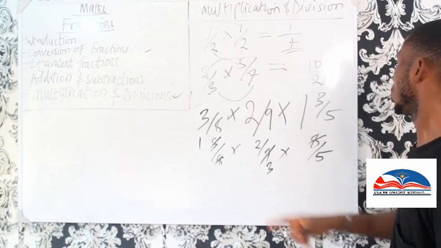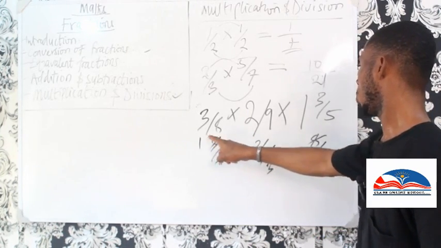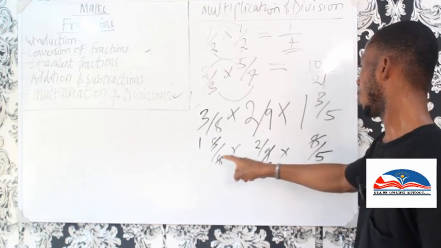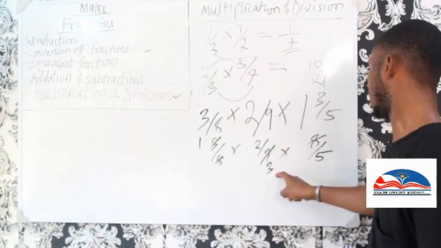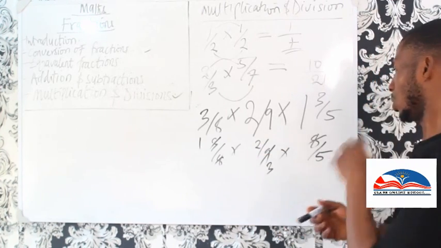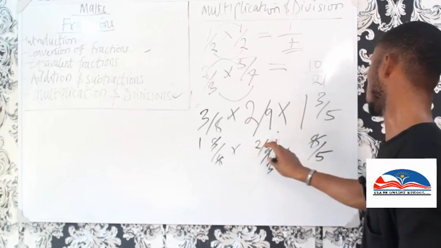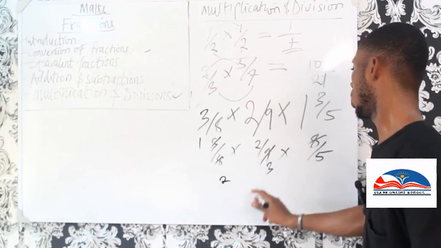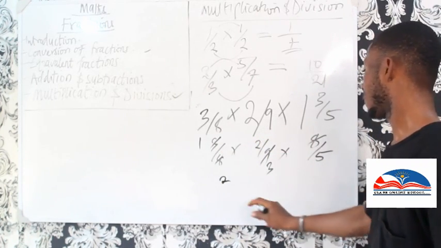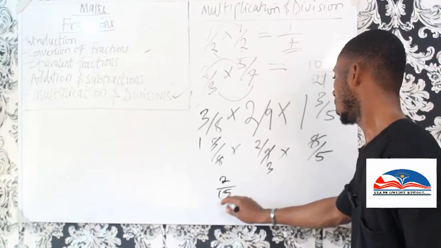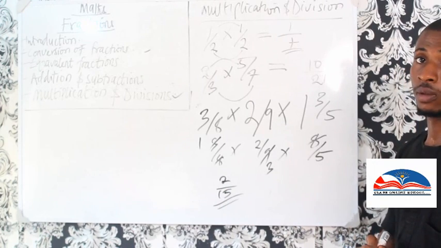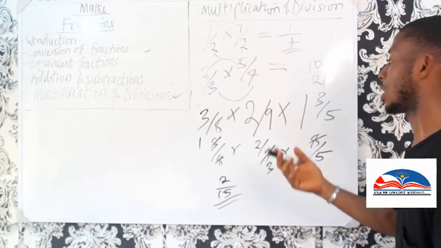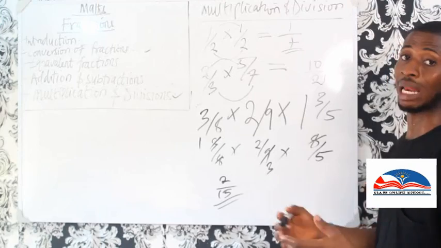Now we are having 1, 2/3 and 5. What do we do? Now we have 1 times 2 is 2. 3 times 5 is 15. The answer to this question is 2/15. Hope you are following. There is no two ways about it, just for us to cancel out.